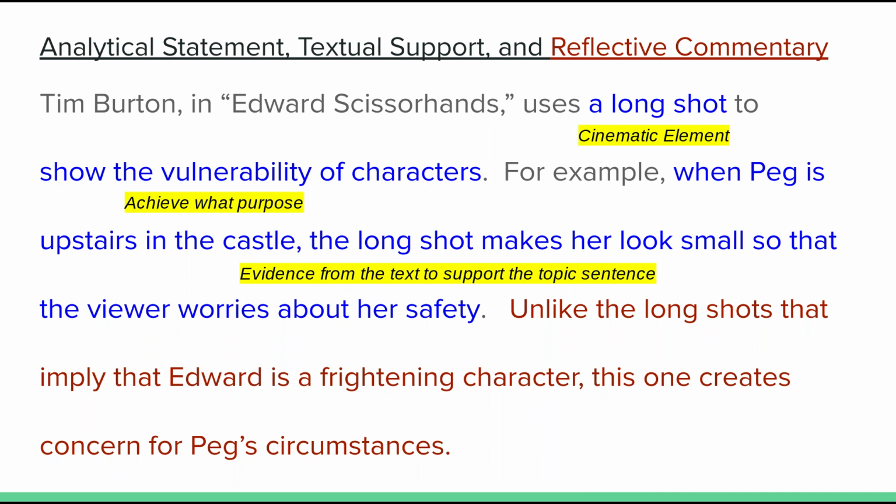If we stop there, we are incomplete. We now need to explain. So, unlike the long shots that imply that Edward is a frightening character, this one creates concern for Peg's circumstances. This is the reflective commentary that reflects. We look back on the evidence we've just given and we prompt a realization, we illustrate a point, we comment on the evidence, we say something to demonstrate our thinking. Thinking is in rare supply, and I know you can do this.